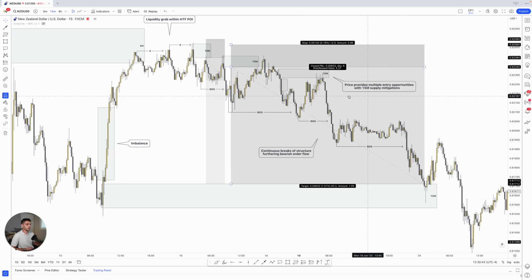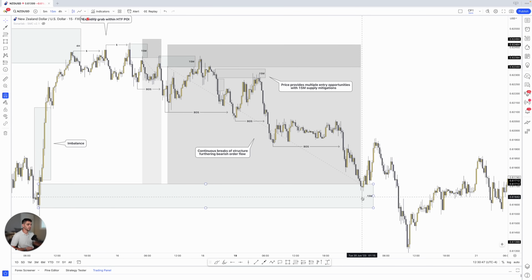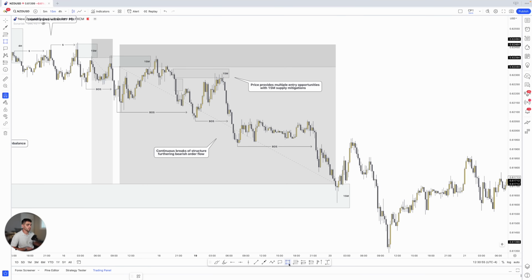Now, as you can see, as the 2 take profits here were hit, we traded into that 15-minute zone and actually did get a decent reaction from it. We traded back up to the upside quite a bit. However, the bearish order flow remains intact. It turns out we were just filling this imbalance here just to trade to the downside once more.